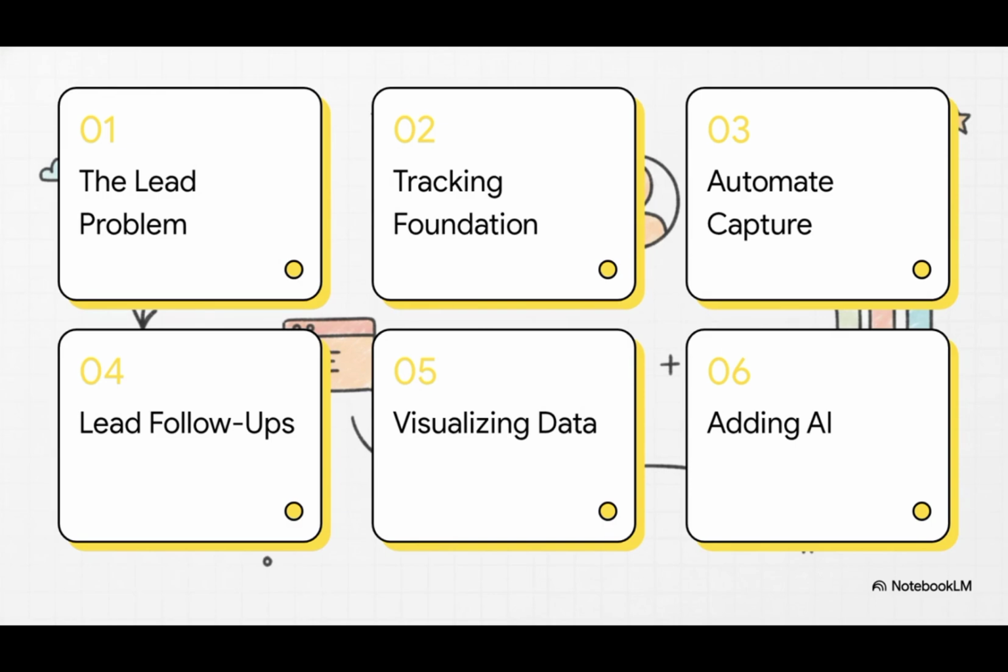First, the lead tracking problem. Then, building the tracking foundation. Third, automating your lead capture. Fourth, bulletproof lead follow-ups. Fifth, visualizing your lead data. And finally, adding AI to your tracker.